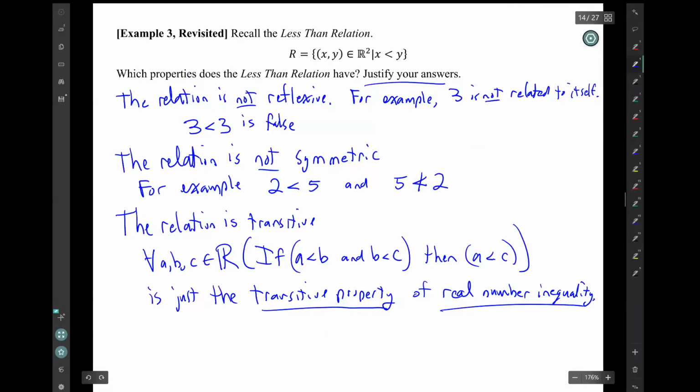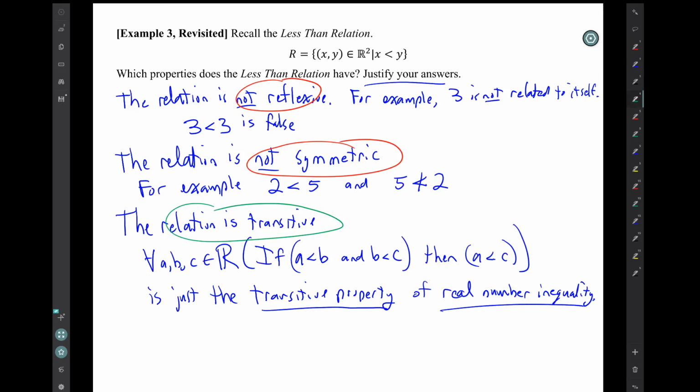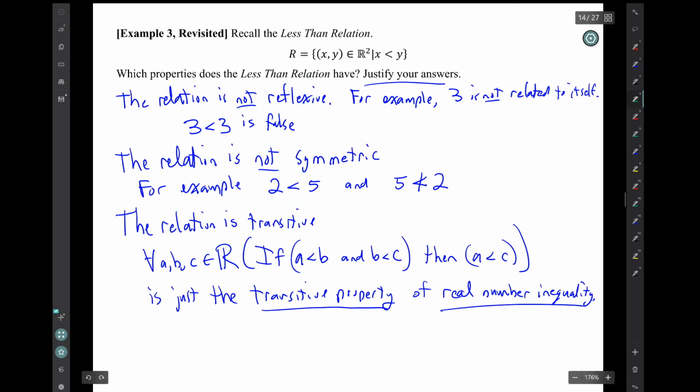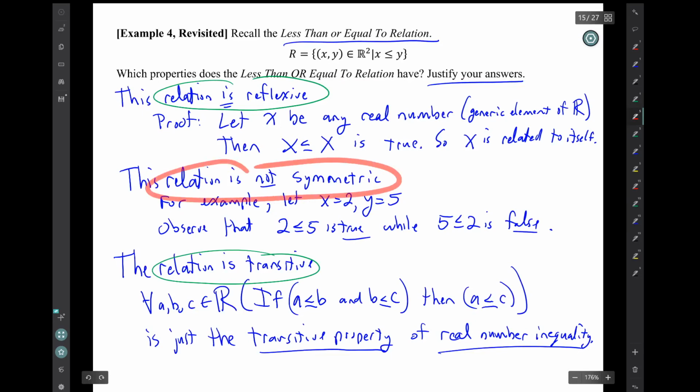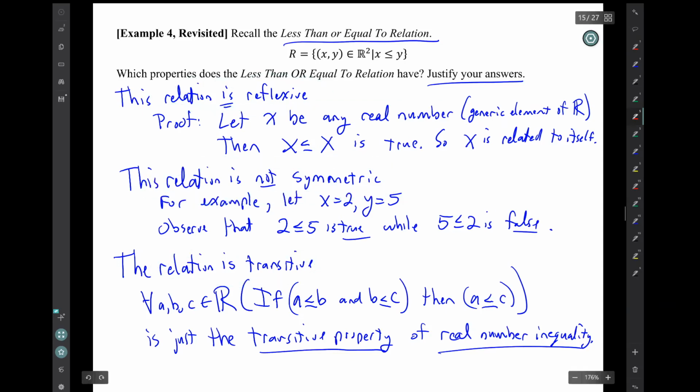So example 3 was not reflexive and is not symmetric. It is transitive though, that was good. But relation 3 is not an equivalence relation because it's not reflexive and not symmetric. Let's look at relation 4, the less than or equal to relation. It is reflexive, that's good. It is transitive, but it's not symmetric. So relation 4 fails to be an equivalence relation.